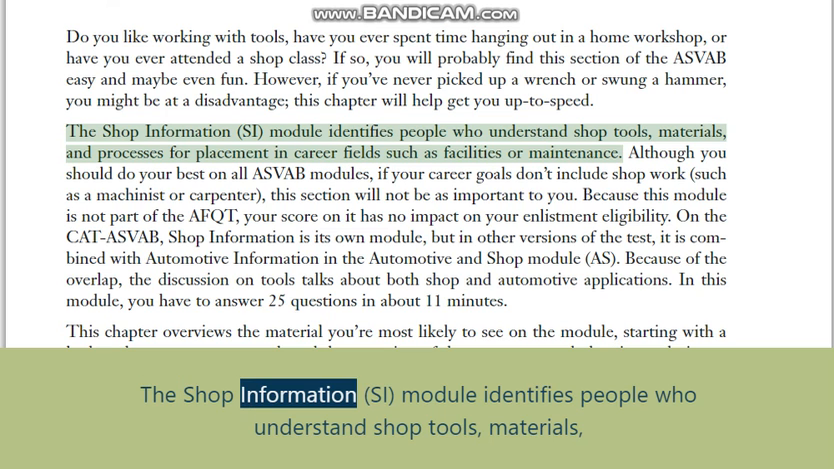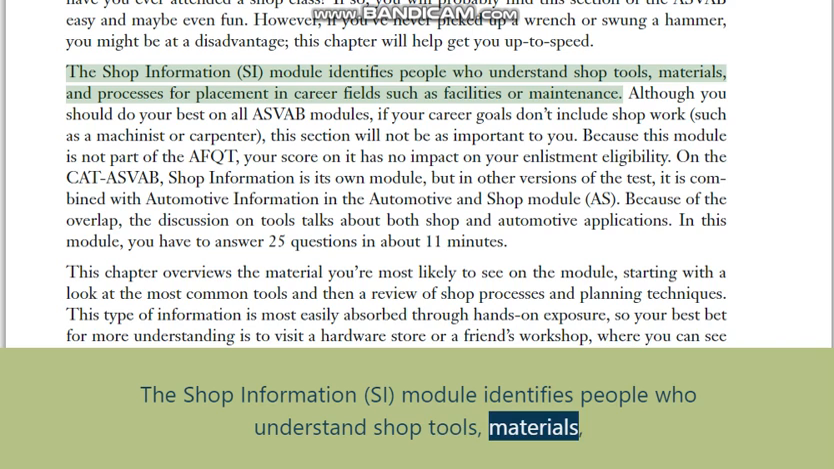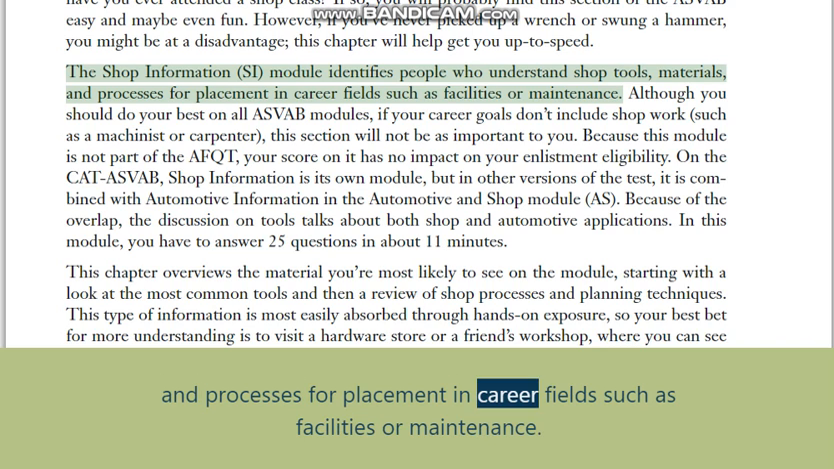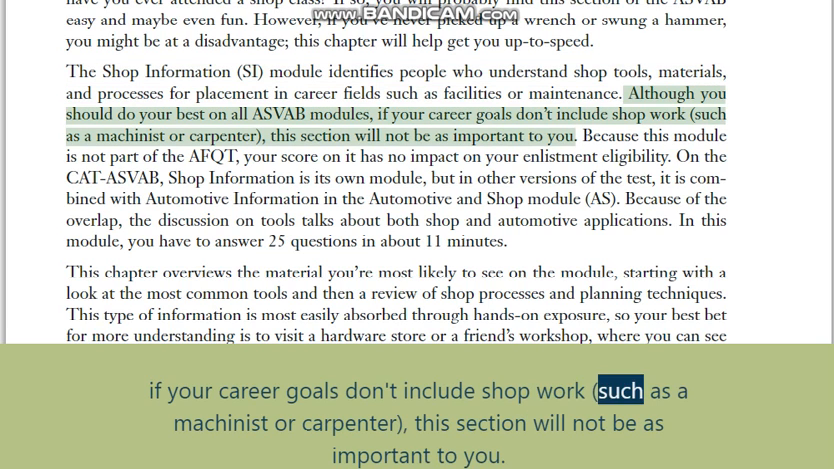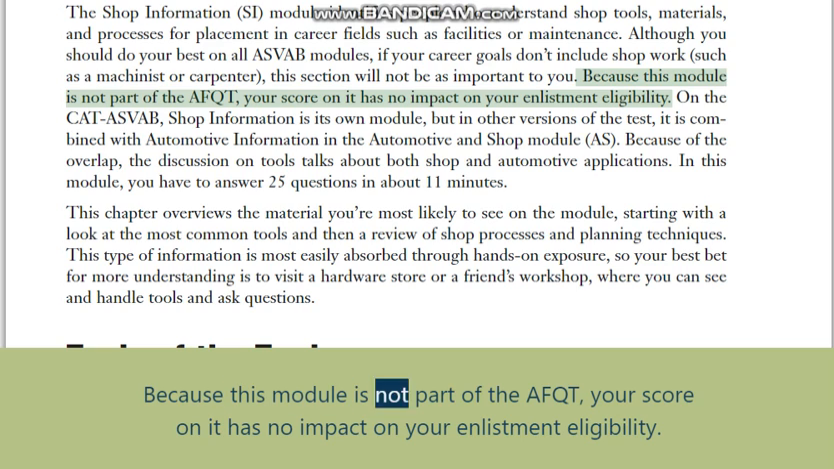The Shop Information (SI) module identifies people who understand shop tools, materials, and processes for placement in career fields such as facilities or maintenance. Although you should do your best on all ASVAB modules, if your career includes shop work, such as a machinist or carpenter, this section will not be as important to you. Because this module is not part of the AFQT, your score on it has no impact on your enlistment eligibility.